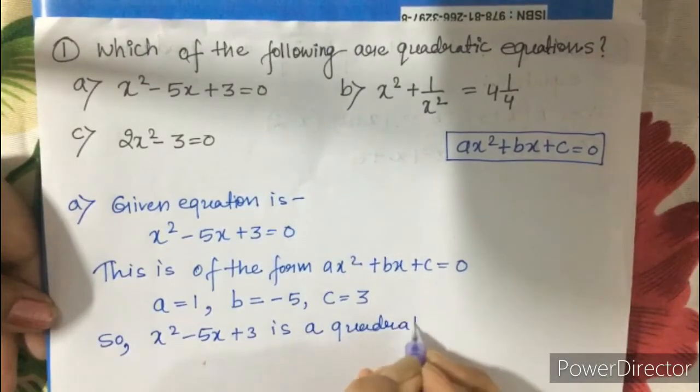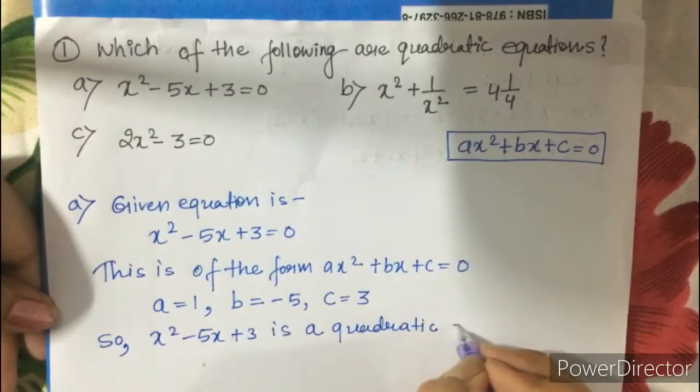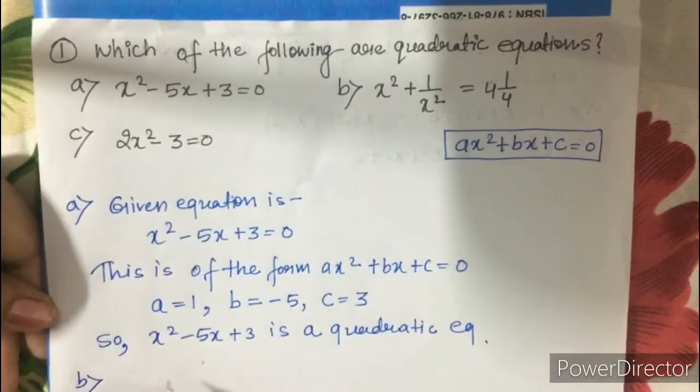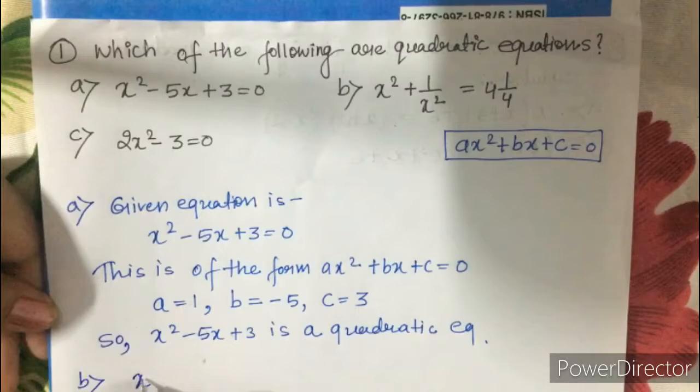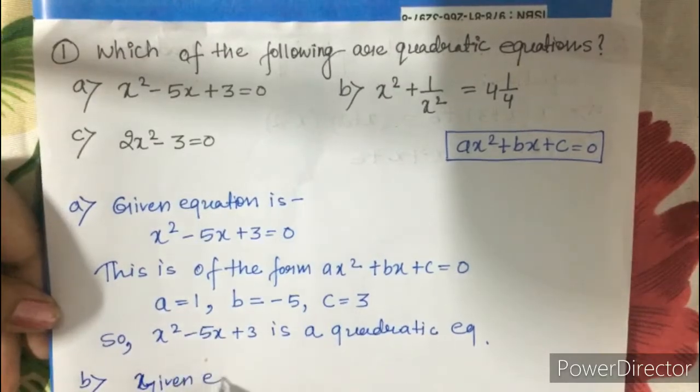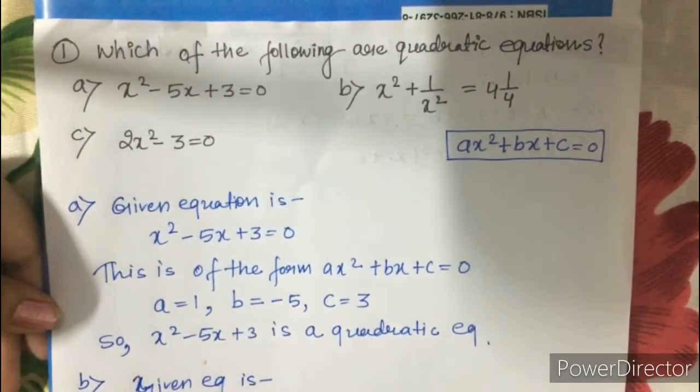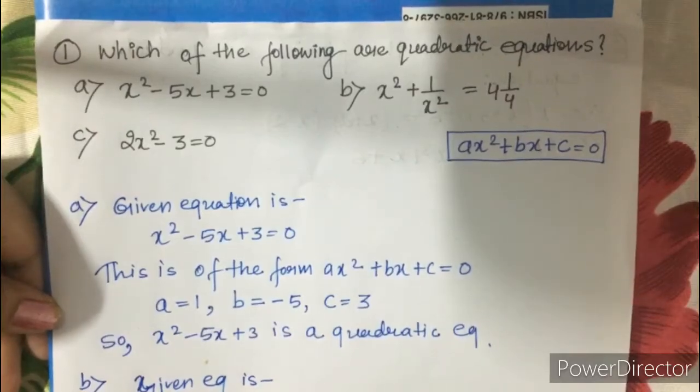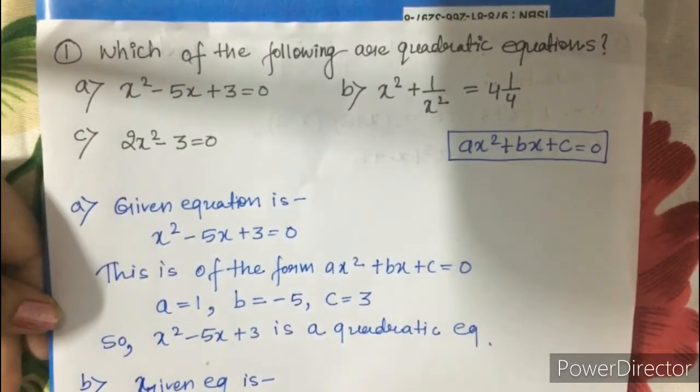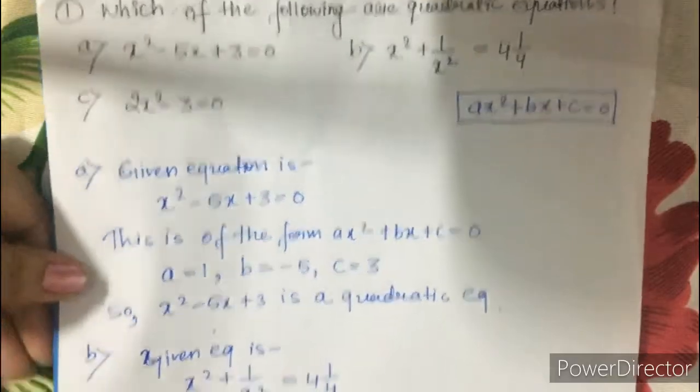This one is very easy. Now moving to the second equation. The given equation is x square plus 1 by x square is equal to 1 by 4.